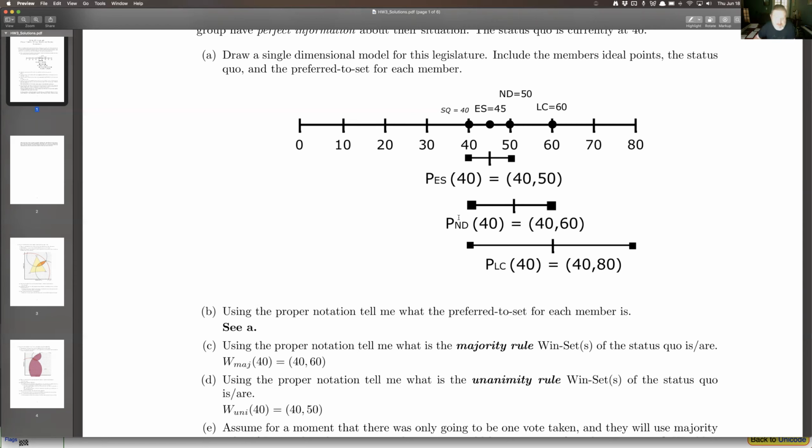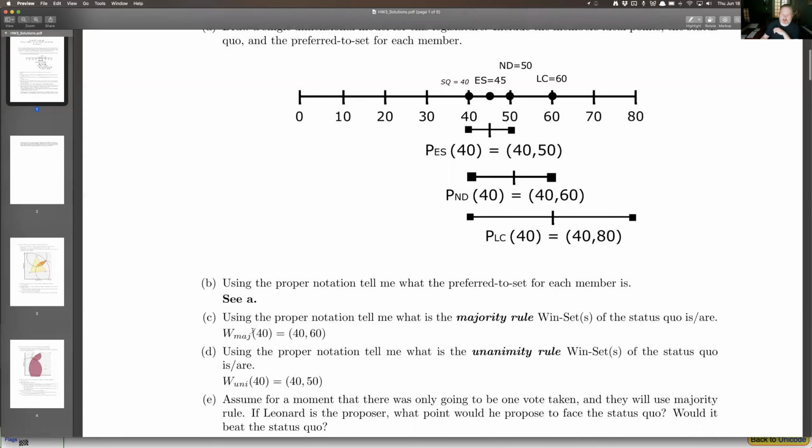And as often is the case, it turns out to be, in a single dimensional model at least, it turns out to correspond with one of the voters' preferred-to sets. It's not always true. If we had like 99 voters, sometimes you get win sets that don't exactly line up that way. But for most of the cases we're going to see, the win set is going to be equivalent to one of the voters' preferred-to sets.